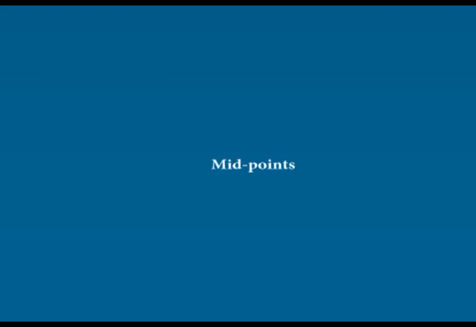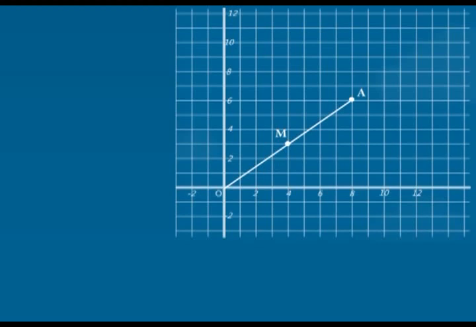Finally, midpoints. Now, a point that bisects a vector is called its midpoint. To find the midpoint of a vector, we get the point that lies halfway on the position vector. Now, suppose M is the midpoint of OA. OA is equal to (8, 6) and OM is equal to (4, 3). OM is equal to a half OA. This means that the position vector of point M is half the position vector of point A.